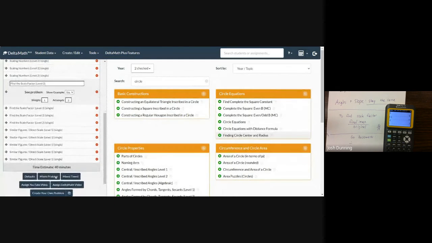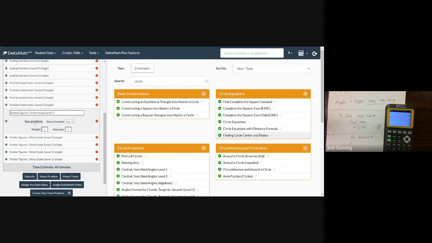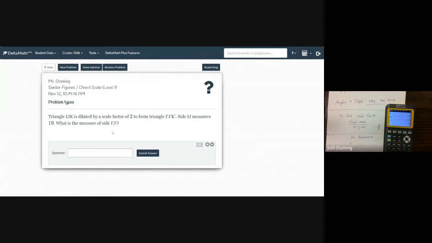And now, it says triangle IJK is dilated by a scale factor of 2 to form I prime J prime K prime. So that's the image. IJ is 19 in the original because there's no apostrophes. So if it's been multiplied by 2, 2 times 19, 38.